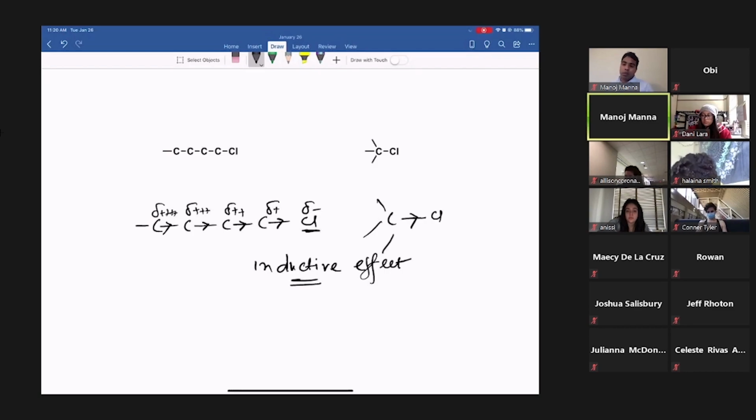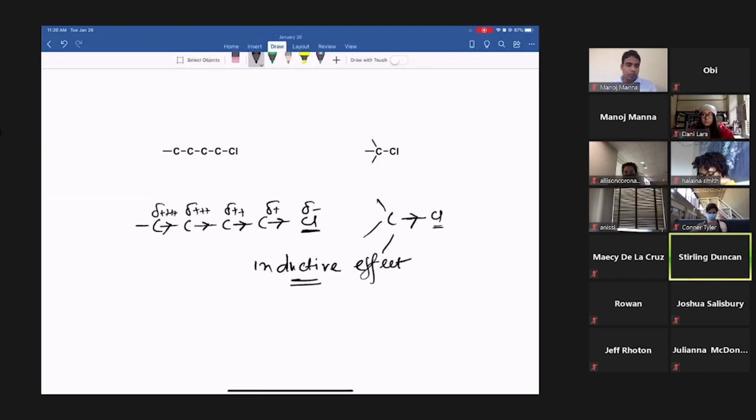This is not only through the bond, it can be through space as well: displacement of the electrons because of the presence of electronegative atoms or groups. Now I said electronegative, so you understand that chlorine is electronegative, so it is dragging electrons from this bond, and this effect is not only for one bond, it can be over here as well. Let me show you how it works.